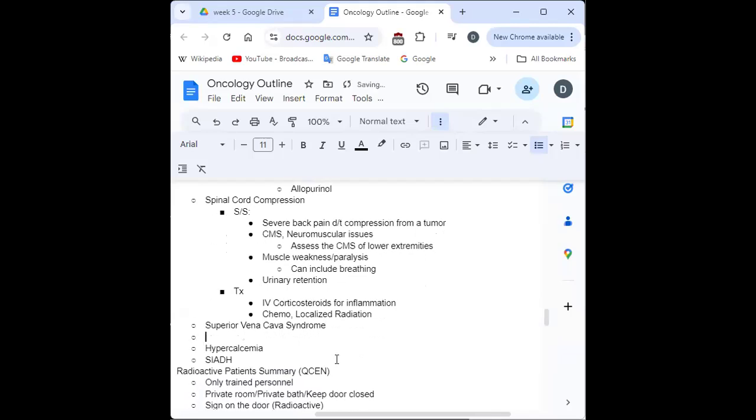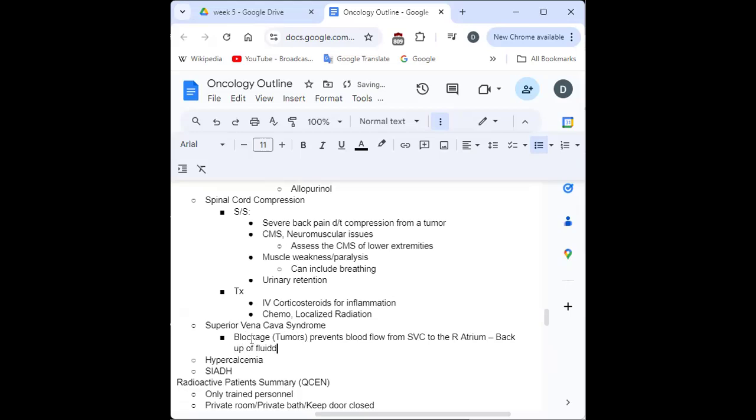Okay. So now the superior vena cava syndrome. What do you guys know about it? Essentially, you have a blockage, likely from tumors, clots, whatever, but it's usually tumors. In this scenario, it prevents blood flow from the superior vena cava to the right atrium. So you're going to have a backup of fluid leading to edema in that general area.